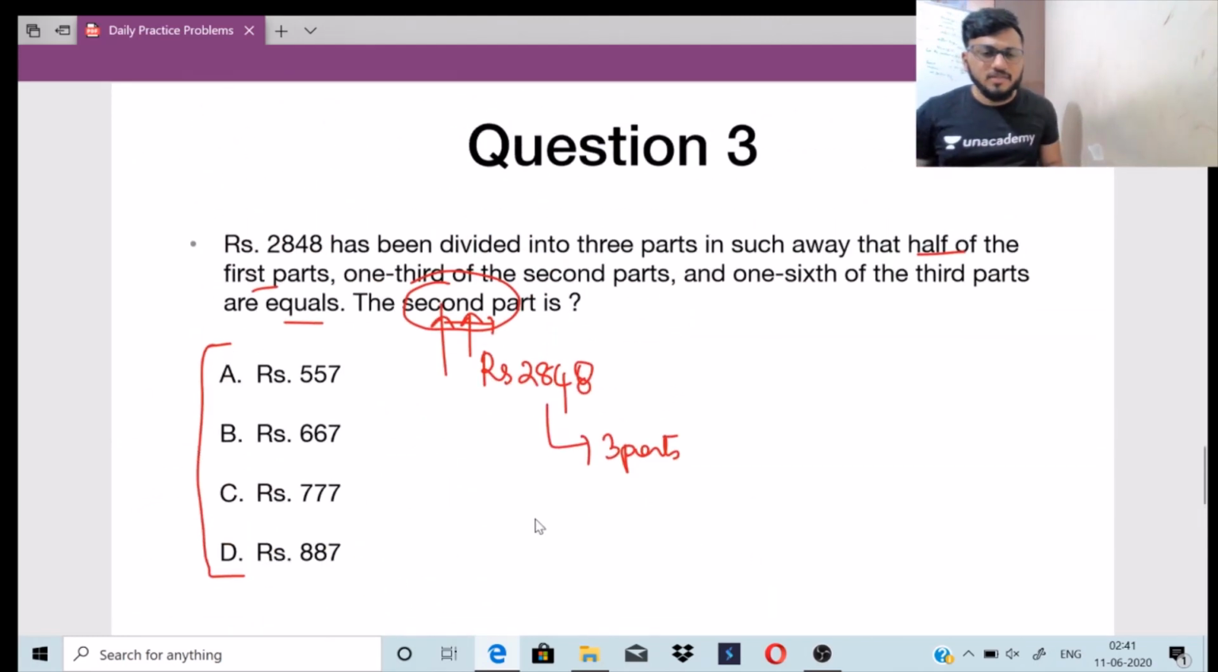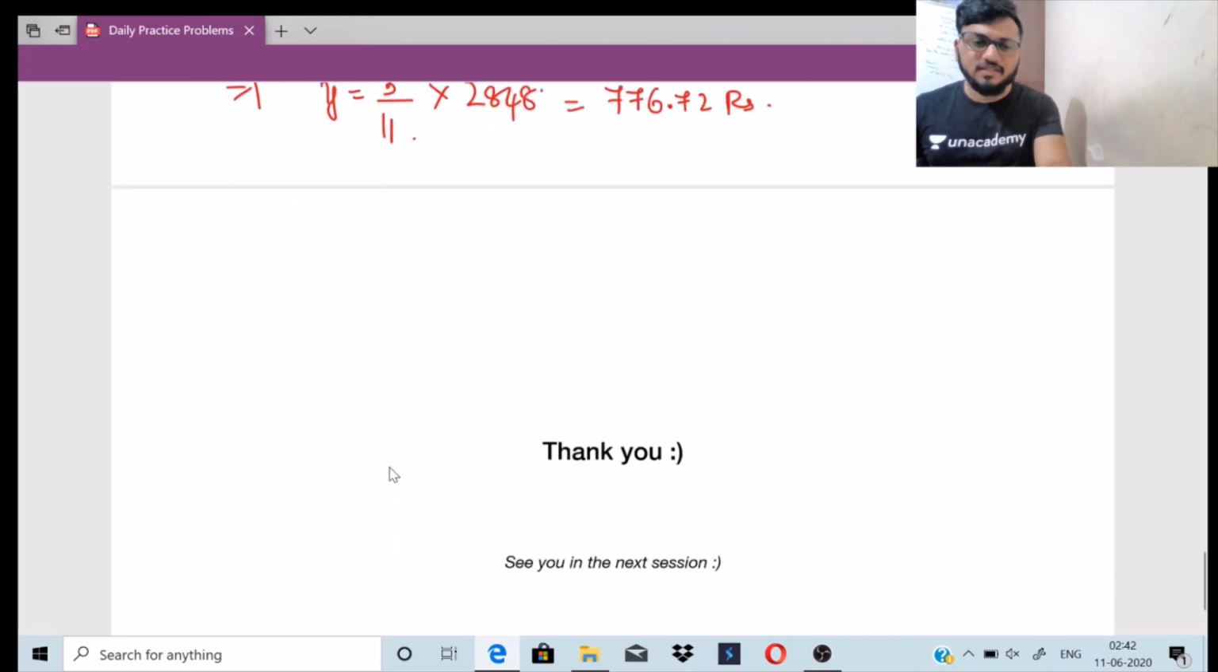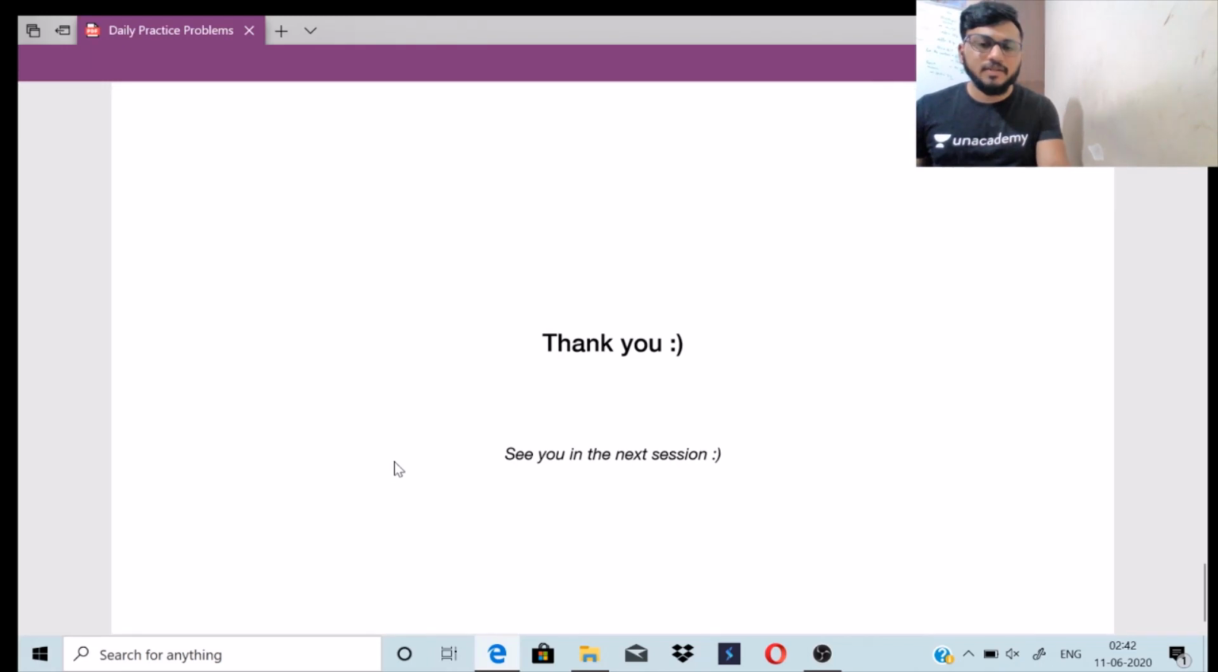Go back to the options, right? It is given as 557, 667, 777 and 887. You know that 776.72 is approximately equal to 777, and it is also the second part. So here also the correct option is answer C. So that's it with the daily practice problem session.